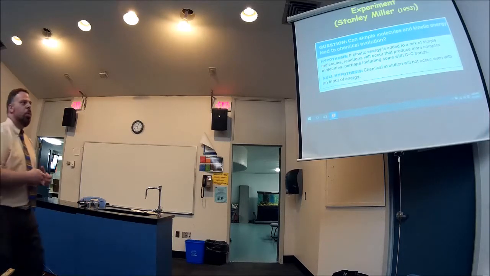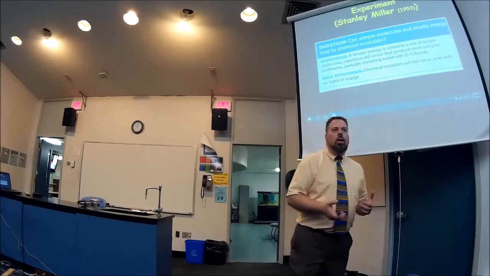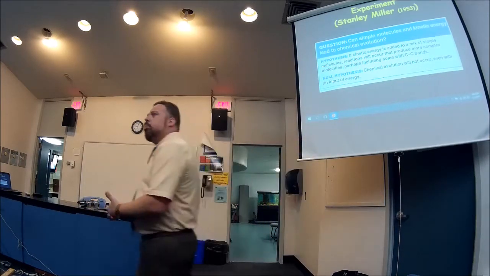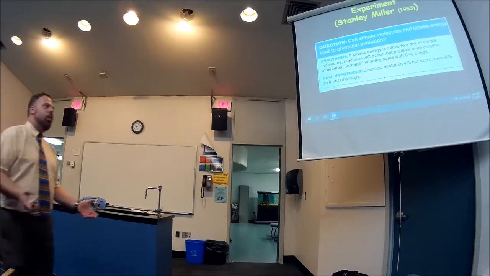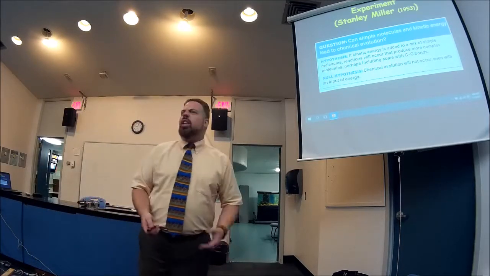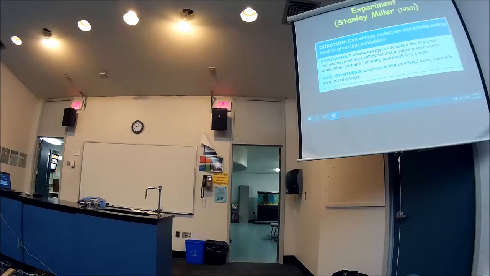So that's what he proposed. And he tried to come up with an experiment. And if he didn't prove it, then we call it a null hypothesis. If this doesn't work, then chemical evolution will not occur even with an input of energy. We call that a null hypothesis if the hypothesis does not prove it.